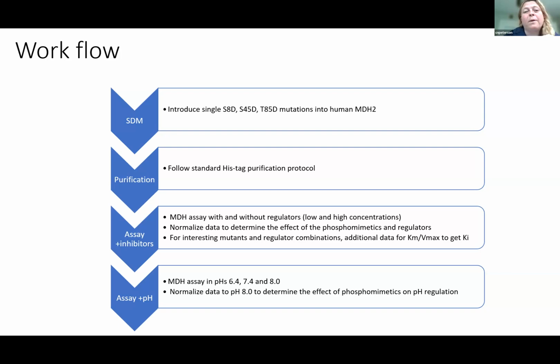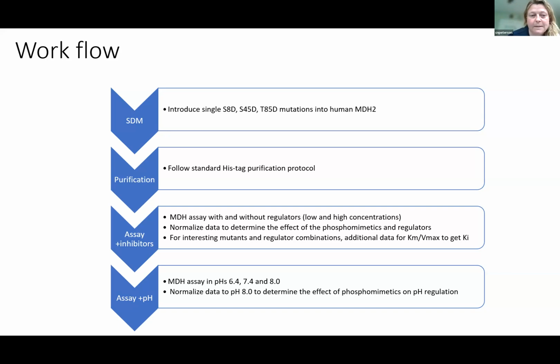We now found that these mutations lower the overall activity of the MDH protein. And so we normalize it to then see how it affects the response to these known regulators. And if there's something that's of interest, say that abolishes the response of the known regulator, then we're doing additional experiments to try to get the KM over pH. And for the pH assays, we are looking at the MDH assay with these phosphomimetics at different pHs. And again, because the phosphomimetics lower the overall activity, we are going to normalize the data and then determine how the effective pH is affected by having the phosphomimetics.